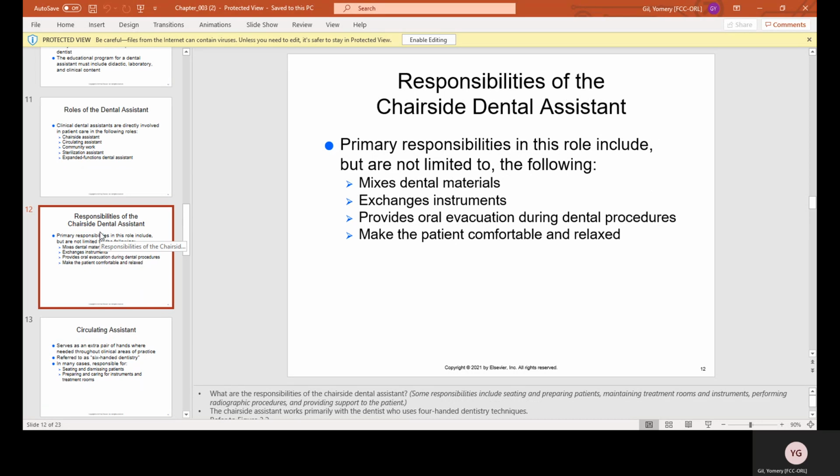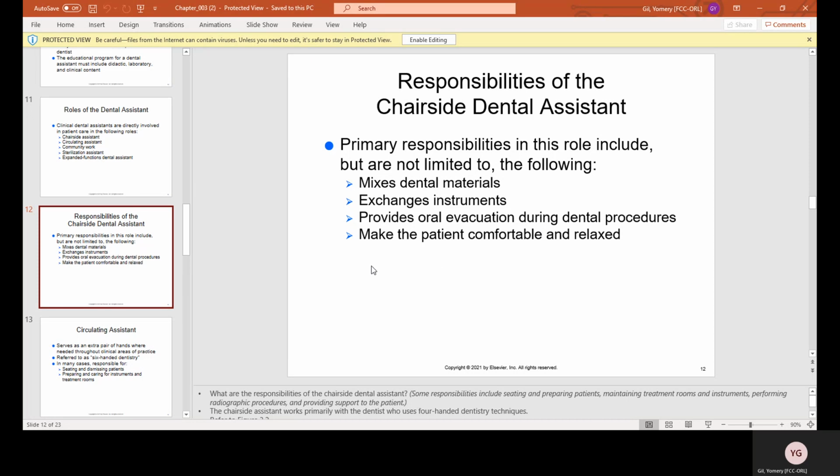The responsibilities of the chairside dental assistant. Primary responsibilities in this role include, but are not limited to, the following. It mixes dental materials, exchanges instruments, provides oral evacuation during dental procedures. And oral evacuation means you hold the suction, the HVE, and this takes the saliva, blood, floating materials out of the mouth for the dentist.